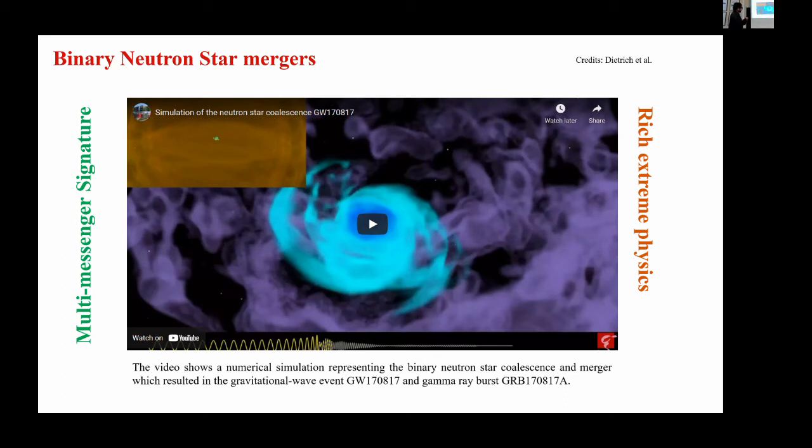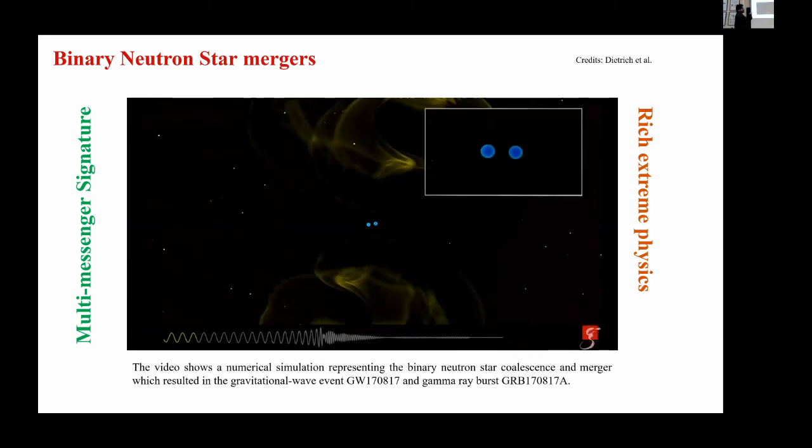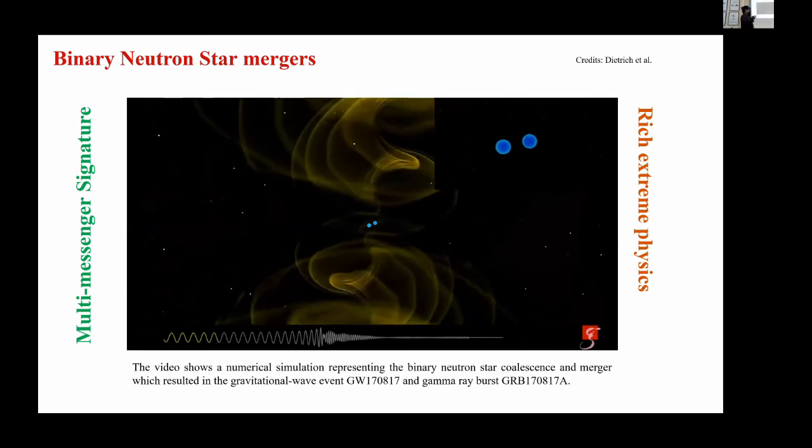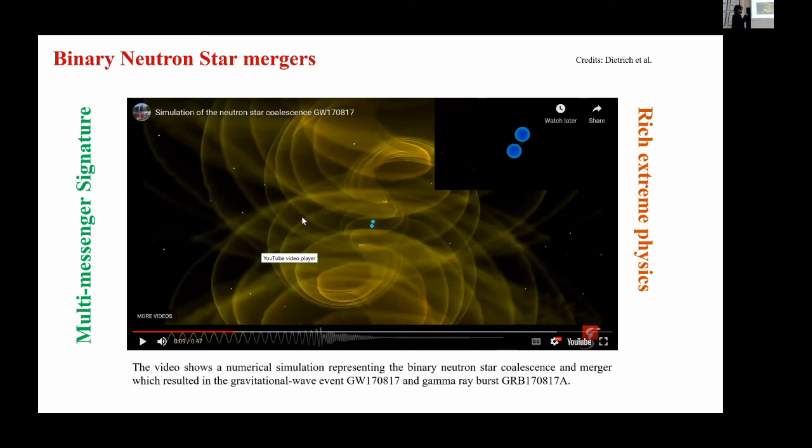And here I have a movie. This movie is a simulation of a binary neutron star merger, the event GW170817, and this simulation was done using the BAM code. And so basically, as we all know, this was the first detection of a binary neutron star system, where we detected simultaneously gravitational waves and electromagnetic counterparts, and also gamma ray bursts from the same event.